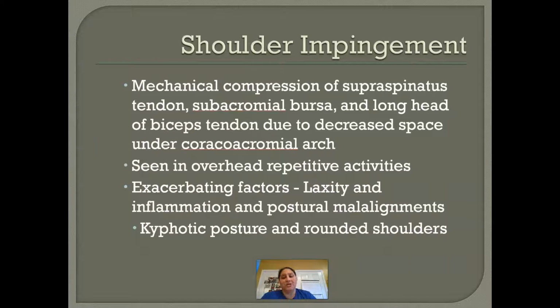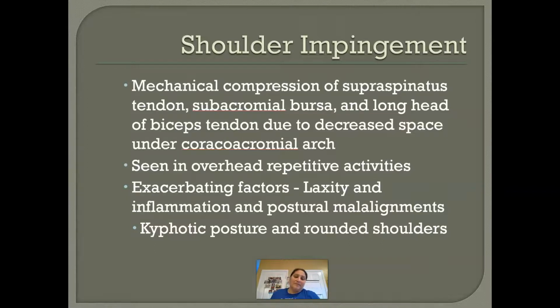Okay, shoulder impingement. A lot of times with this, you have a mechanical compression of the supraspinatus, subacromial bursa, and the long head of the biceps tendon because there's not enough space in that coracoacromial arch. We see a lot of this in overhead repetitive activities. So what sports would that include? Hopefully we're thinking baseball, softball, tennis when they're serving the ball, same thing in volleyball, swimming and water polo, or even basketball, okay?